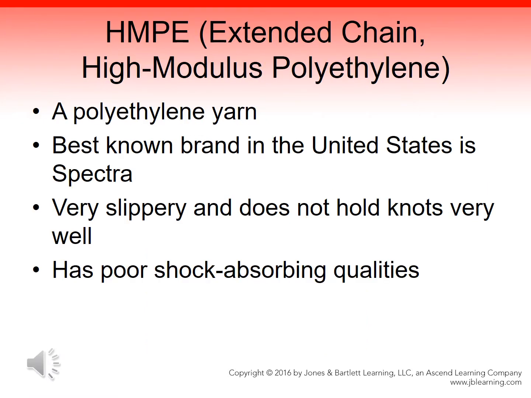Extended chain high-modulus polyethylene, or HMPE, is a polyethylene yarn. The best known brand in the United States is Spectra. It is very slippery and does not hold knots very well, and it has poor shock absorbing qualities.